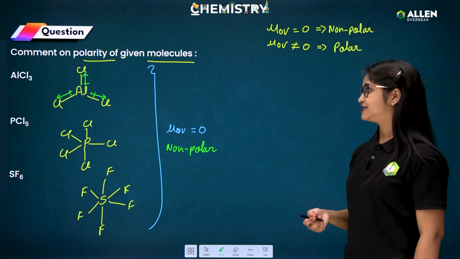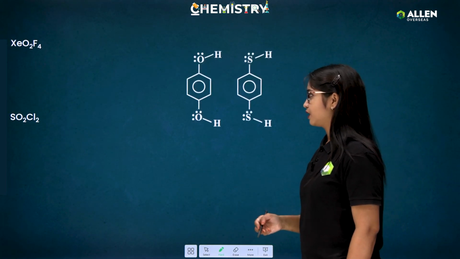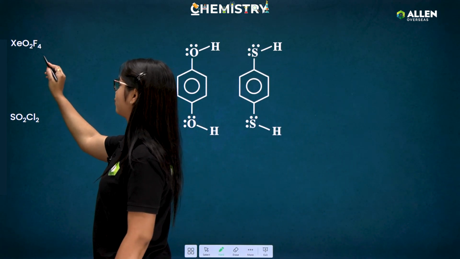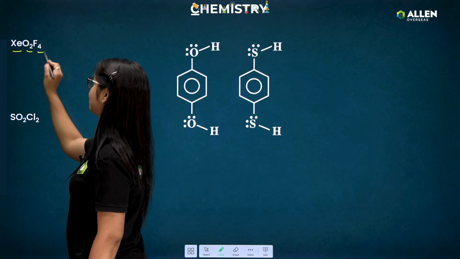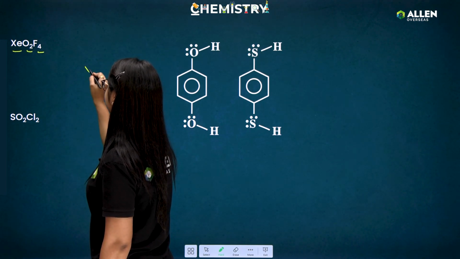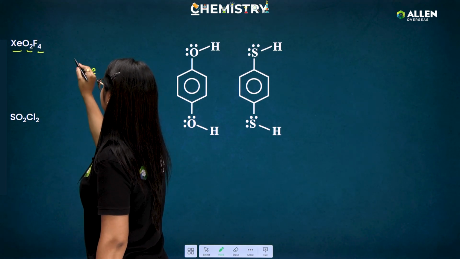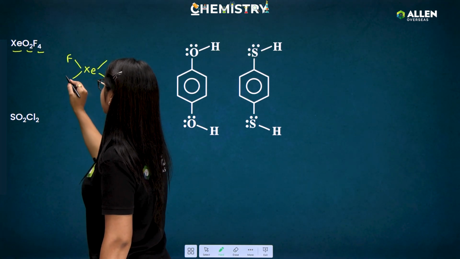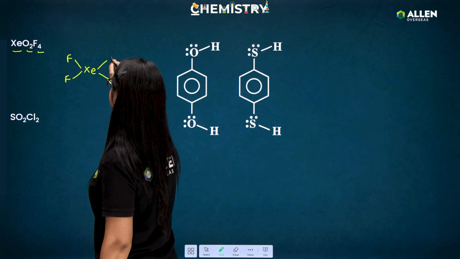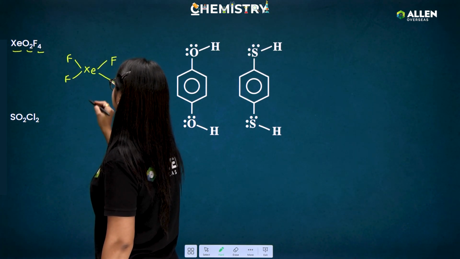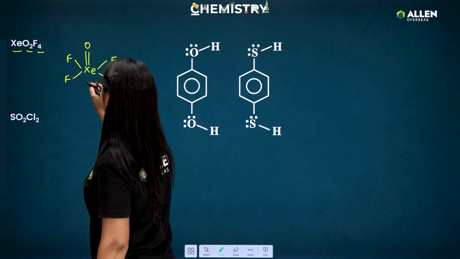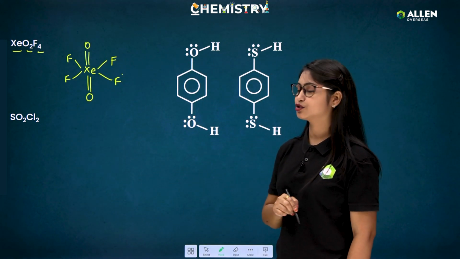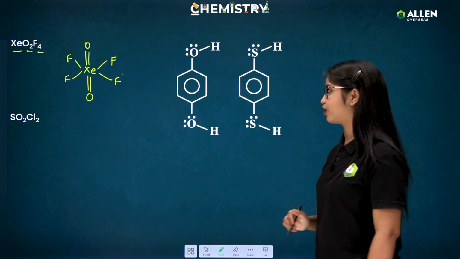Fine. Now let's see a few more molecules. Okay, these are the molecules. First of all, you have XeO2F4. So let's draw the structure of this molecule. Okay, here you have 4 fluorines. This will be the octahedral geometry. 4 fluorines, double bond O, double bond O. This is the geometry of this molecule, the proper structure of this molecule, right?